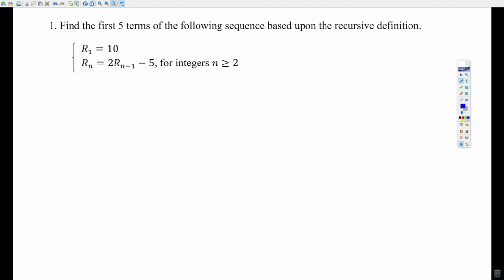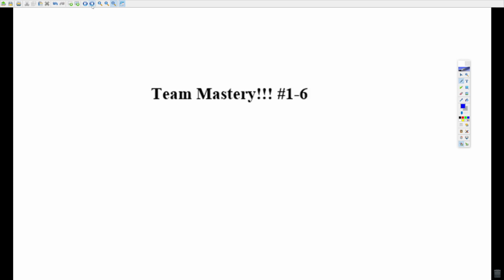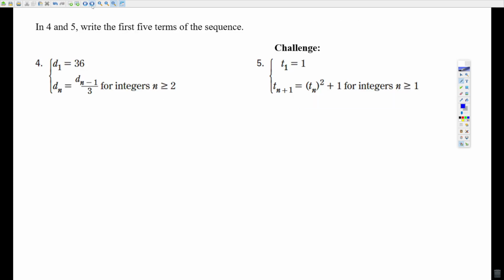Okay, after that, I think all we have is team huddle and a team mastery to finish off. One thing I want to note is on this challenge problem, see how they wrote it a little differently? Instead of doing n, like over here, and then n minus 1, they bumped up each one of these by 1. So they did n plus 1 and then n. But it's no different, really.